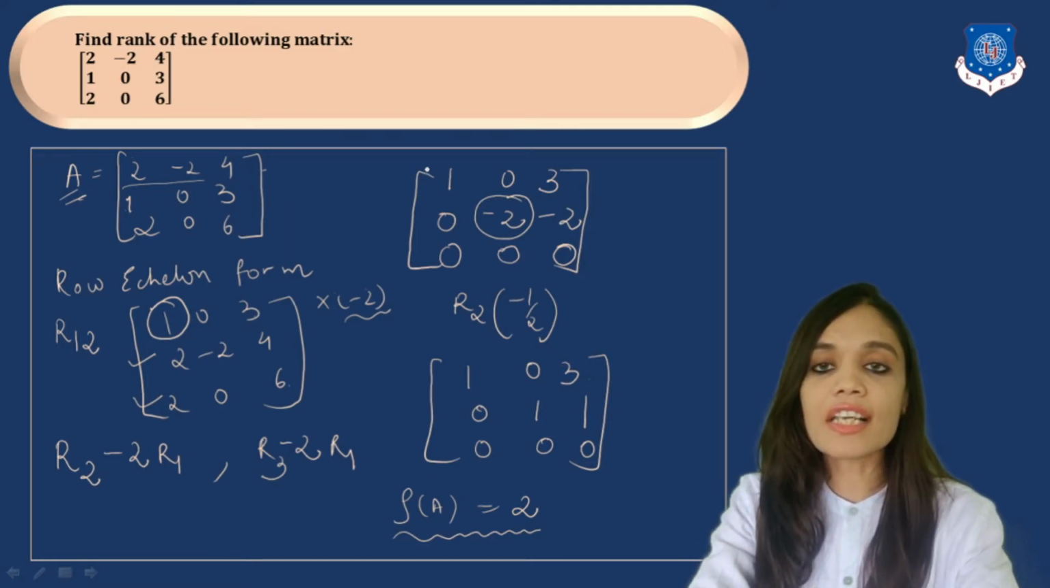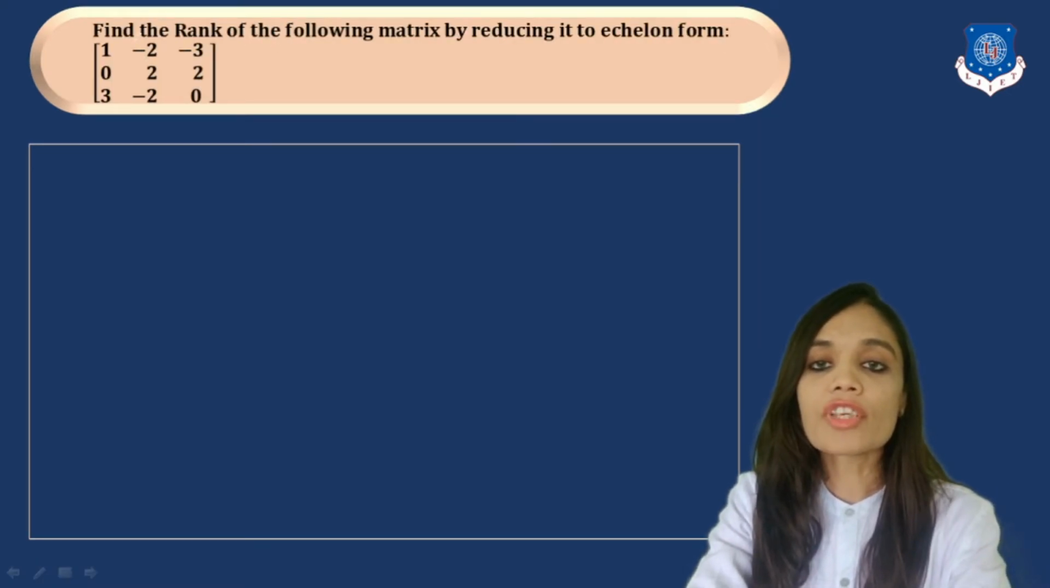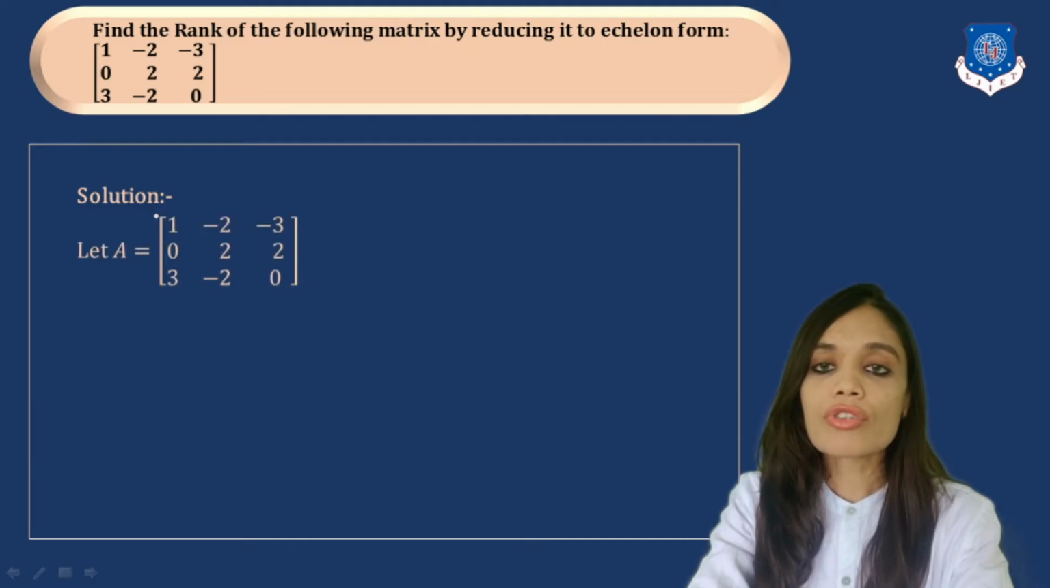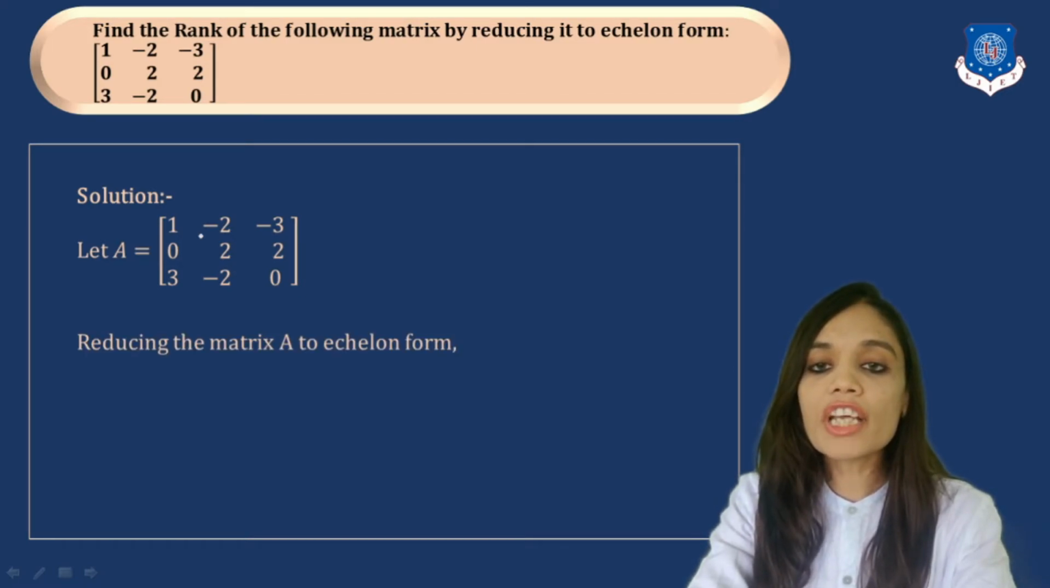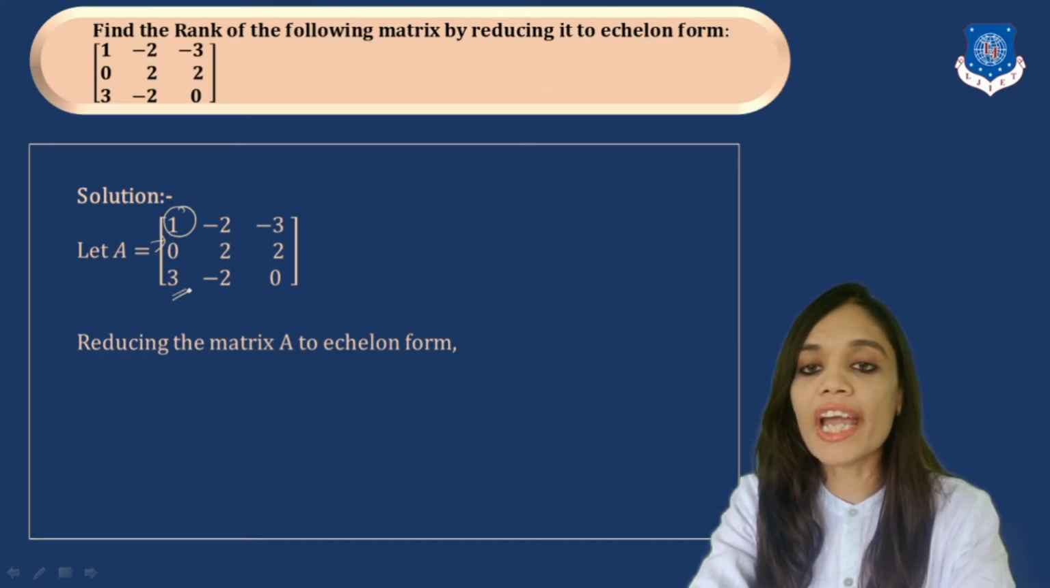Okay. Now next let us solve one more example. We have to find the rank of the following matrix, right? So let us start with the solution. Here you are given matrix A as 1, minus 2, minus 3, 0, 2, 2, 3, minus 2, 0. Again we will form the row echelon form, right? So what we have to do, we have to form zeros below the leading ones. But here we already have 0. So we only need to form 0 at this place.